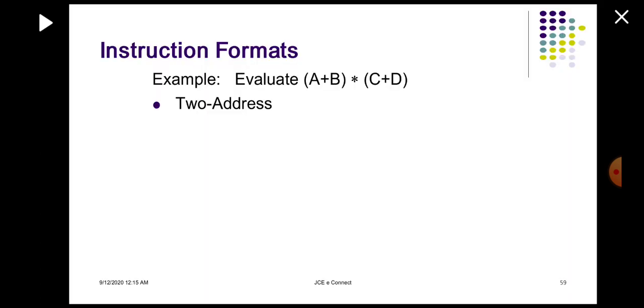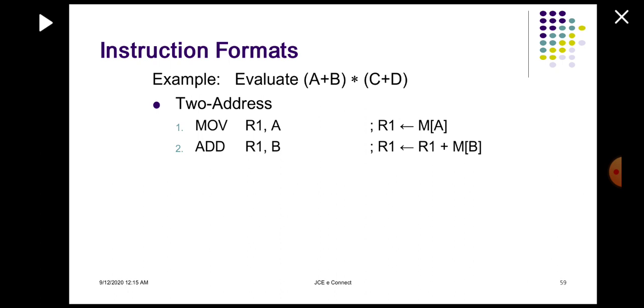Now we'll evaluate (A plus B) into (C plus D) using two address instructions. Here MOV R1, A will move the contents of A into R1. Now we have to use only two address instructions, so next we add the contents of B to R1. Now A's contents are in R1; adding the contents of R1 with B, the result is stored back in R1 again.